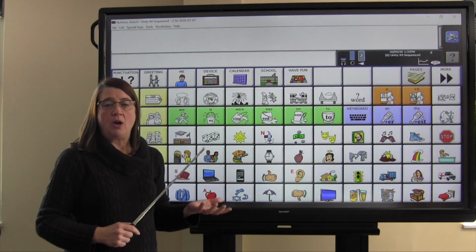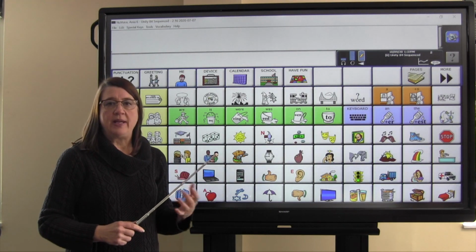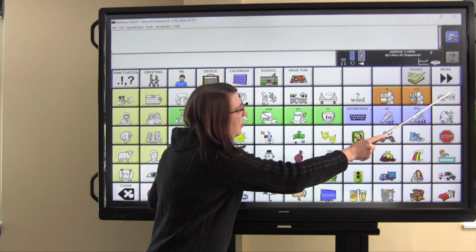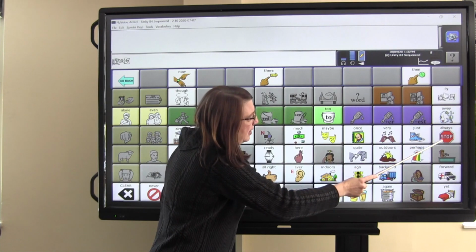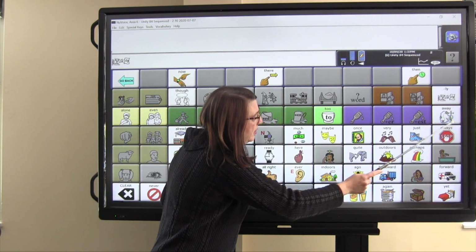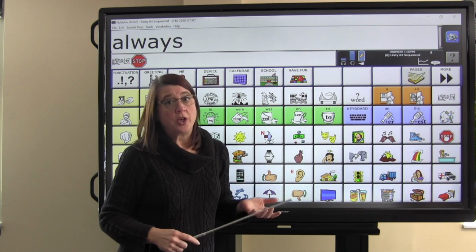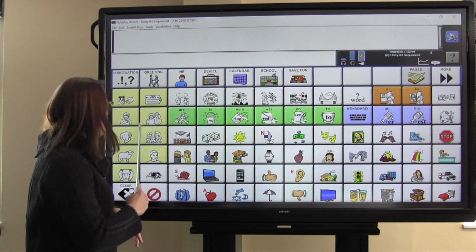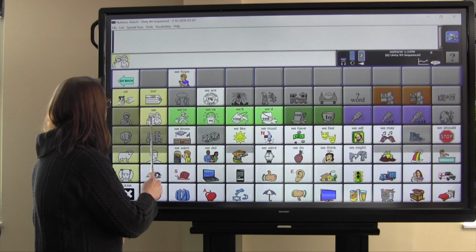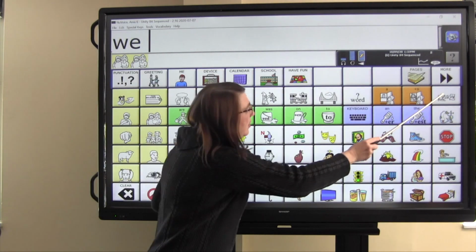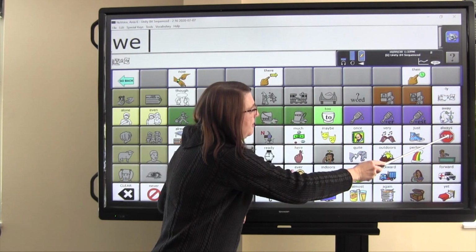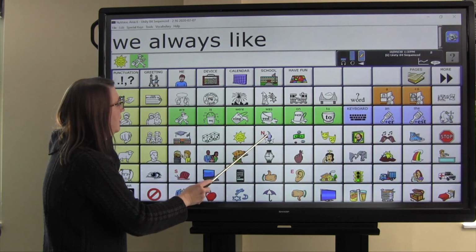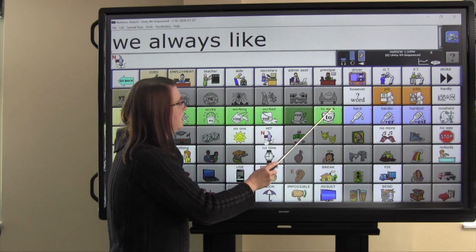Another one would be always. We always like to work, right? And so let's do always. It's going to be our adverb key plus the stop sign. Always. Why? Because you should always stop at a stop sign. So let's say we always like to work. Adverb plus stop sign, always like to work.